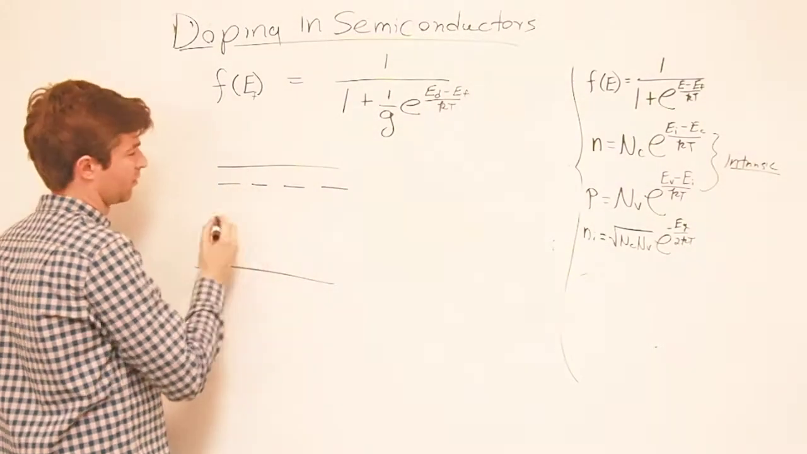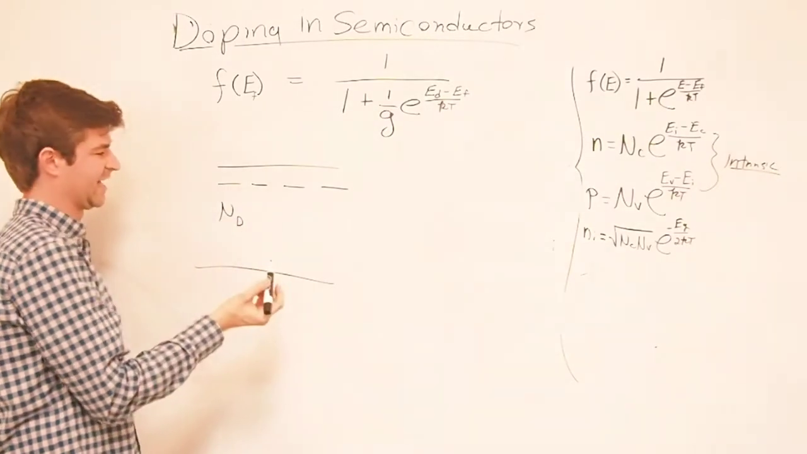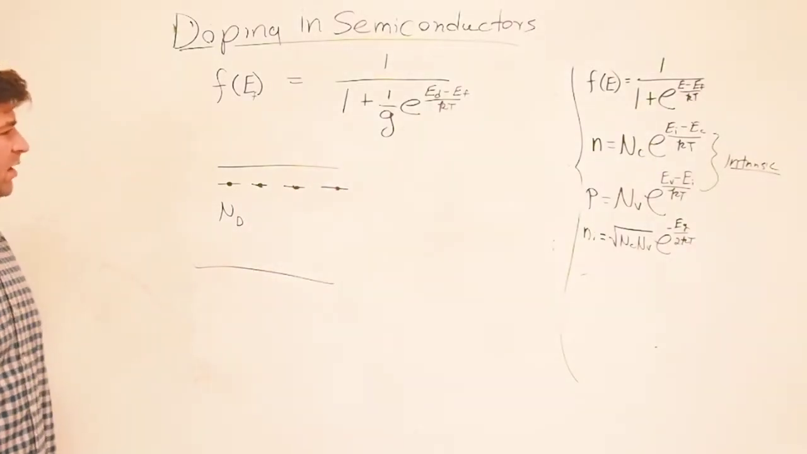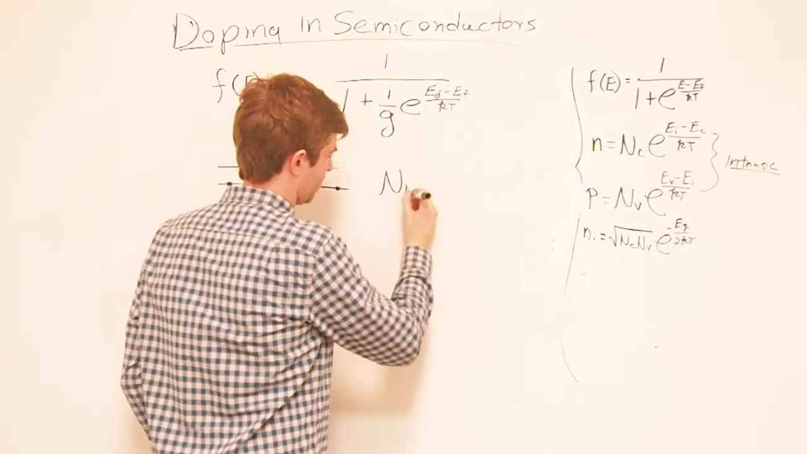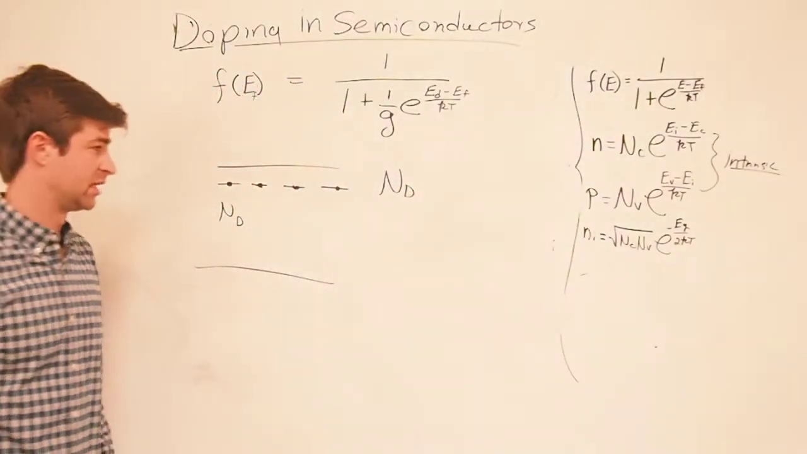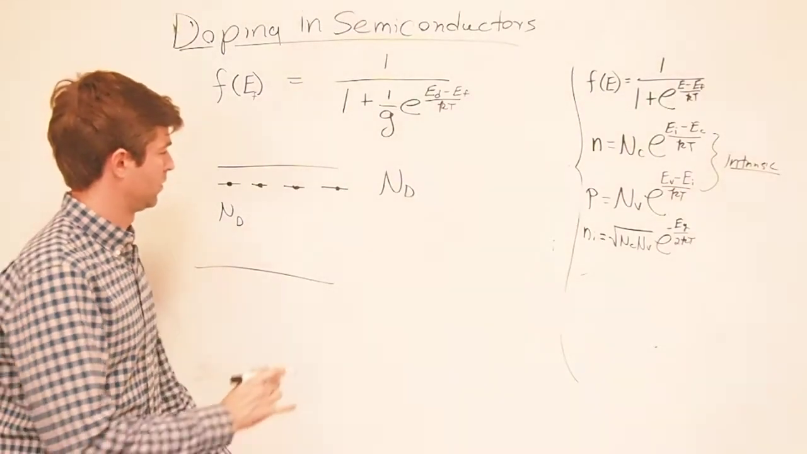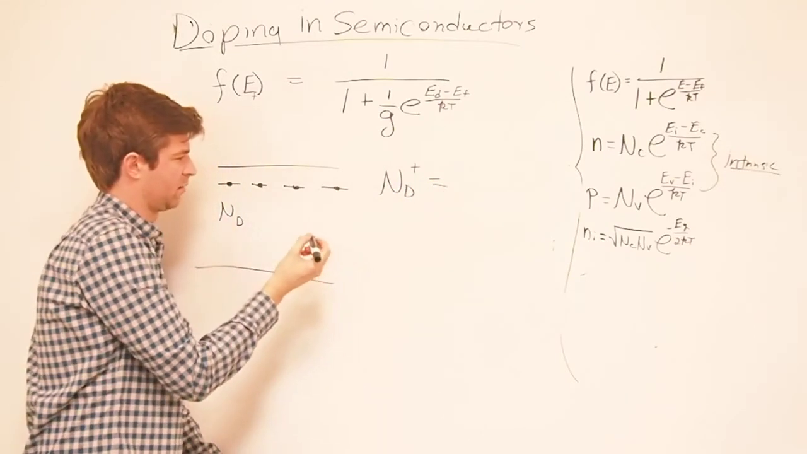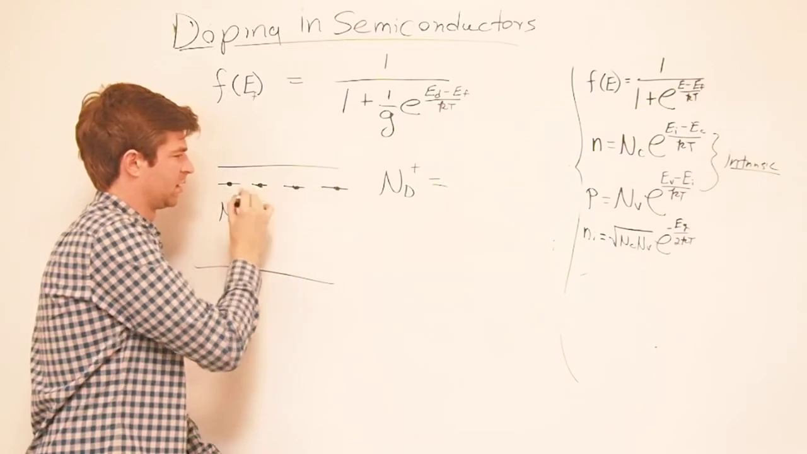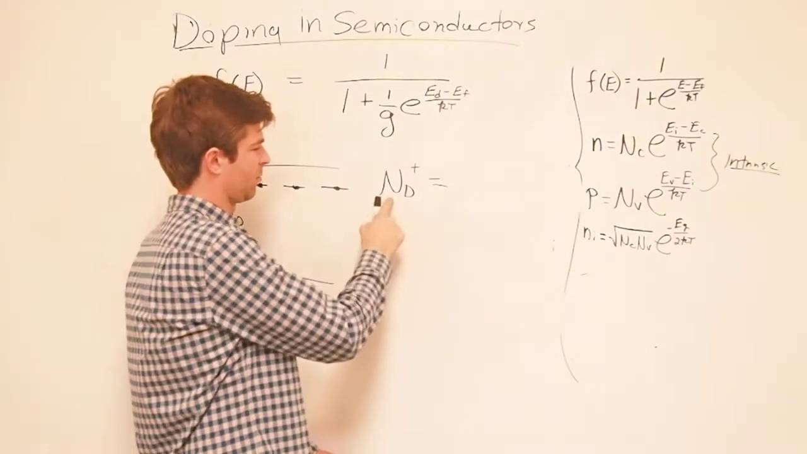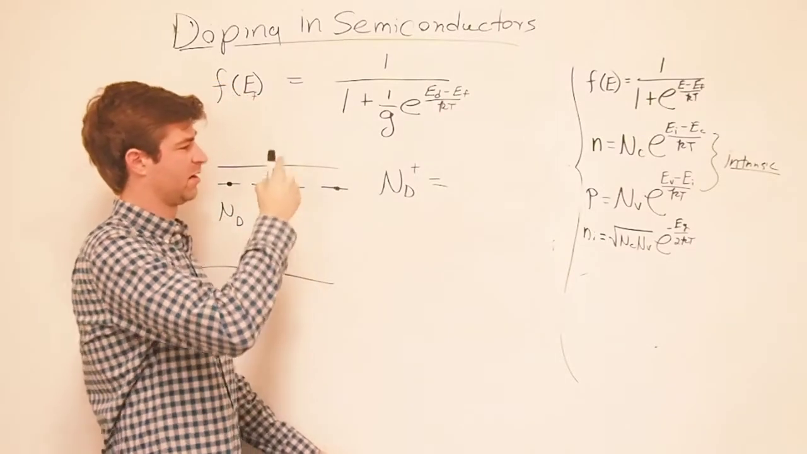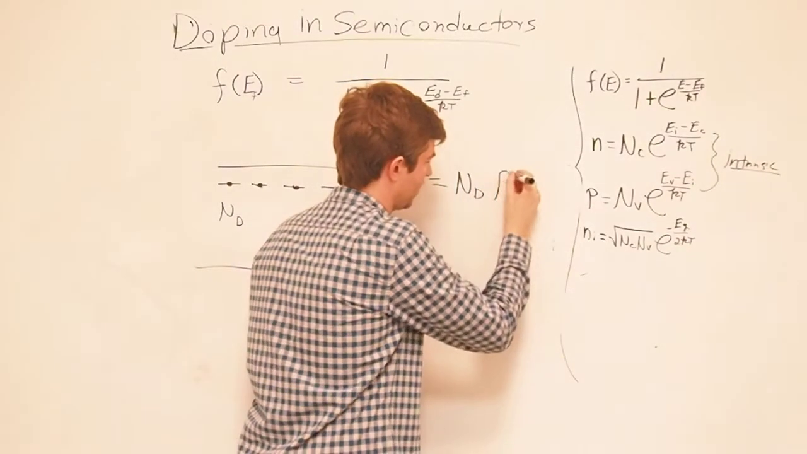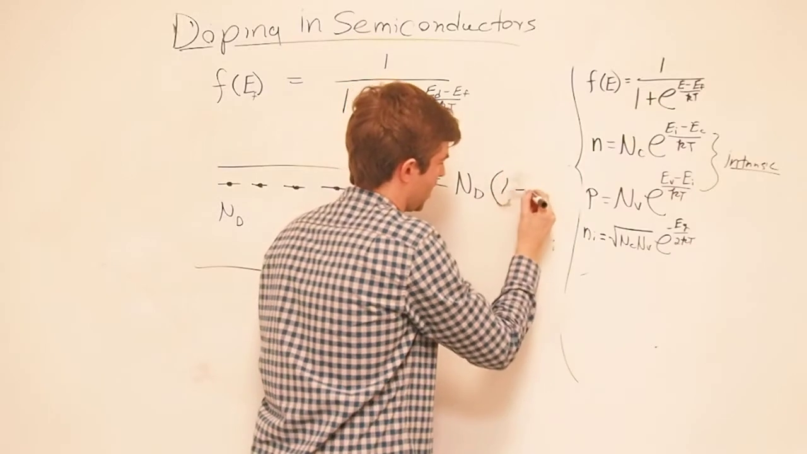Here are our donors, and we'll call this donor density ND, right? So the probability that this is occupied by an electron. So if we dope a semiconductor with some doping concentration ND, D stands for donor, we want to know how many of these are ionized, which means we want to know how many of these are empty. If these are empty, then that means it's ionized. So our density of donor ions is going to be our density of donors times 1 minus F of E.